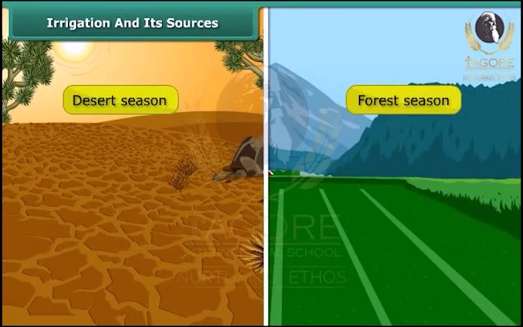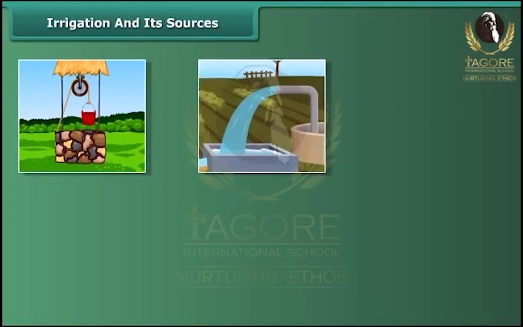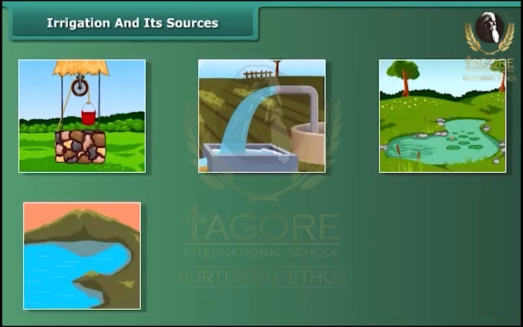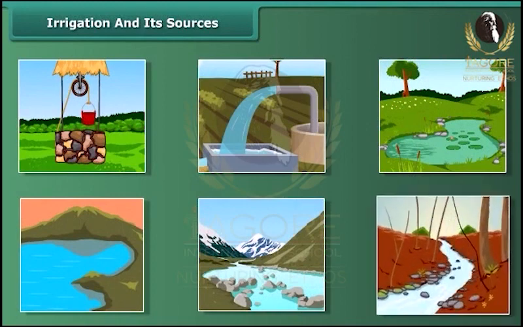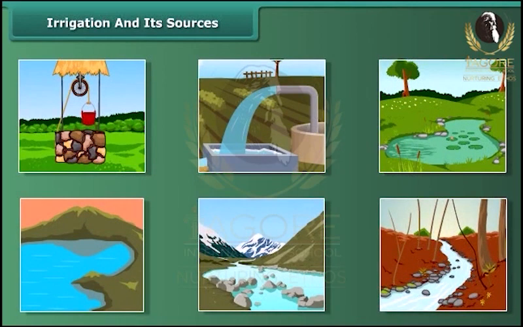Now the question arises, what are the sources of irrigation? Wells, tube wells, ponds, lakes, rivers, dams, and canals are some of the main sources of irrigation.